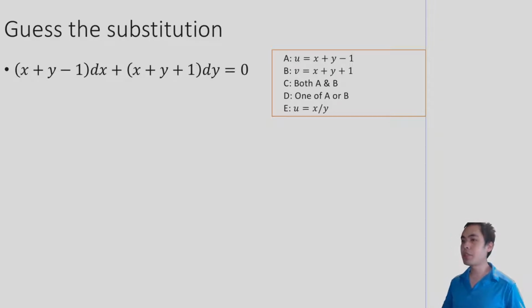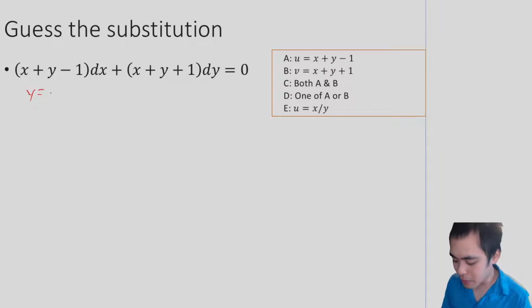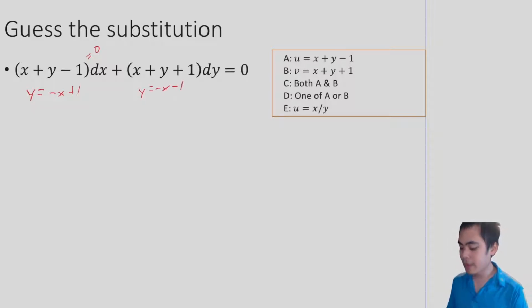Okay, it looks like most people are saying C. Why is that? Well, if you look at these two lines, you can rewrite this as y is equal to minus x. If you set this equal to 0, then you can rewrite this as y is equal to minus x plus 1, and this one as y is equal to minus x minus 1. And you notice that the slope of both of these lines is the same, but their intercepts are different.